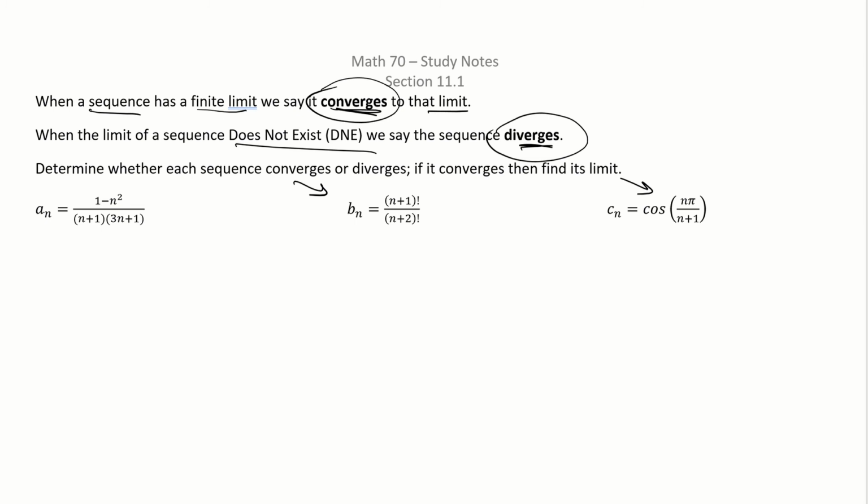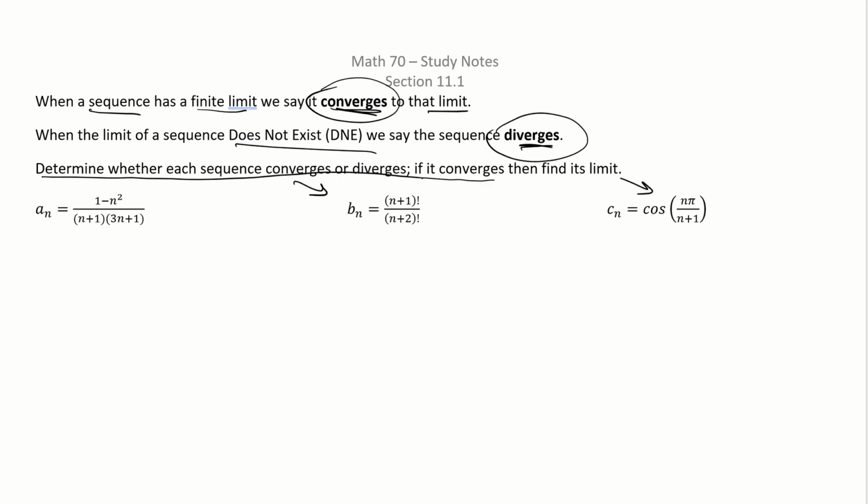So knowing those words, converge to a limit, you know how it is. Everybody converged on the last thing of toilet paper at the store or whatever. Or diverge. Everyone went their separate ways because there was no more toilet paper in the store. Ha ha.